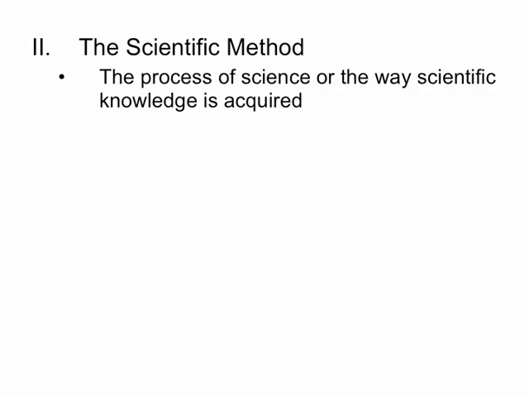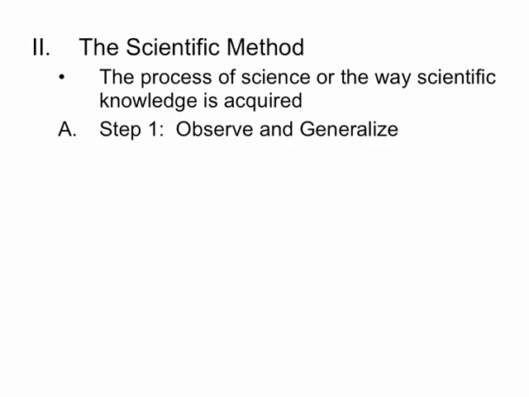The scientific method is broadly used in order to gain scientific knowledge. What we're going to do is walk through each step of the scientific method and see how they apply to knowledge gain. So, the scientific method, by definition, is the process of science or the way that science knowledge is acquired. The first step in the scientific method is to observe and generalize.